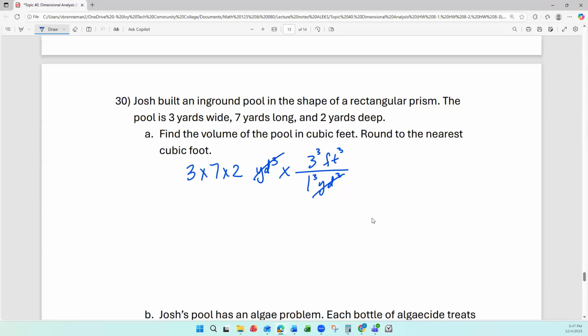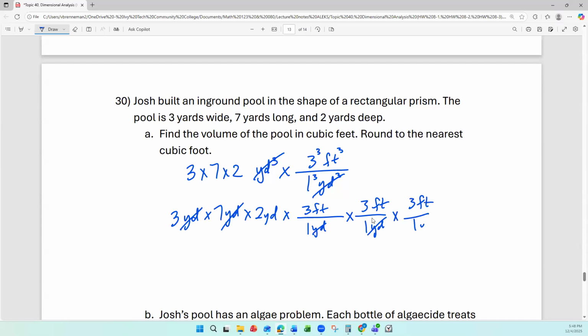Another way to go about it is do it as 3 yards times 7 yards times 2 yards, and then do a conversion 3 feet over 1 yard. That takes care of one of the dimensions. Do it again, 3 feet over 1 yard, and then one more time to convert all of the yards to feet.